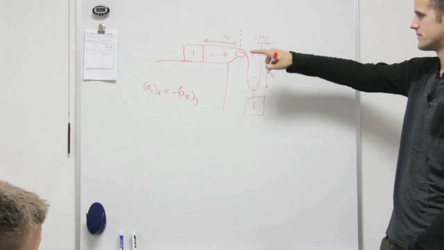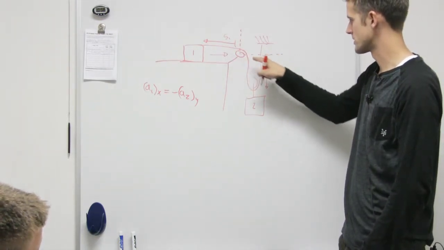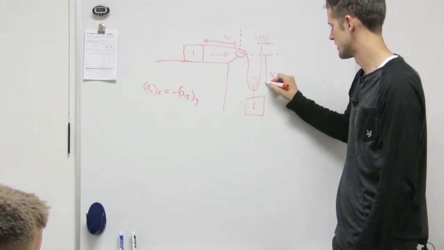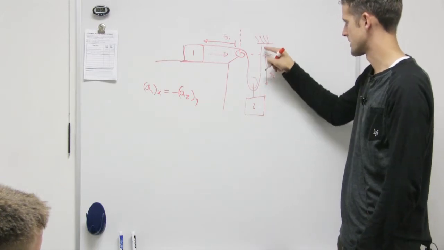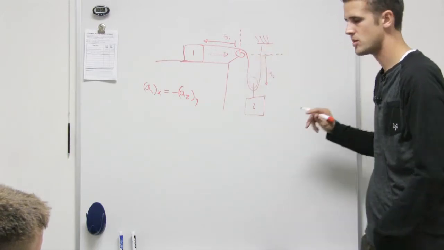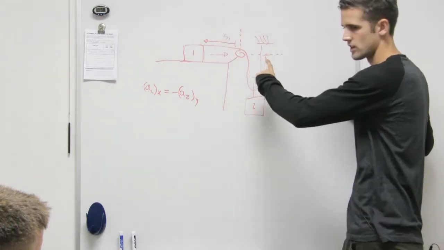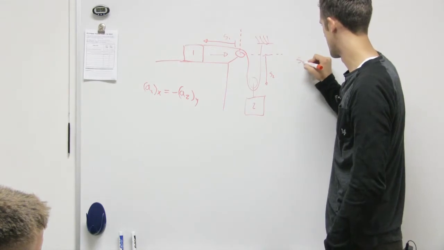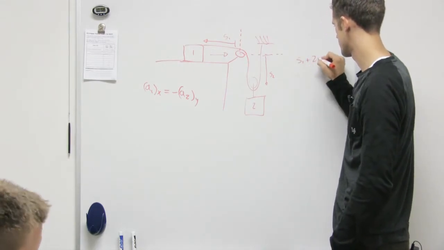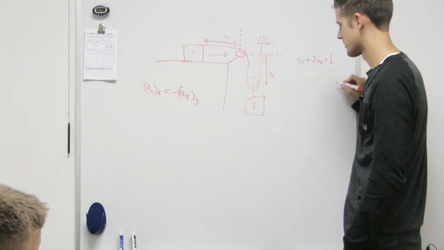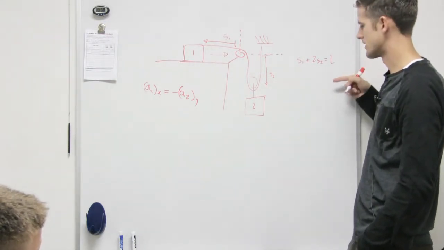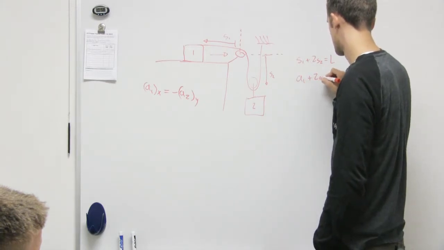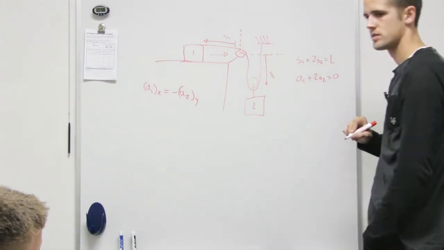If you take the length of the rope, ignoring the little parts that don't change, like the stuff around the pulley, this length is always going to be the same, and so is this one. But this length will get shorter and this one will get longer. So you've got S1 plus 2 S2 equals the length of the rope. If you took that derivative twice to get the acceleration, you'd have the acceleration of 1 plus 2 times the acceleration of 2 equals 0.